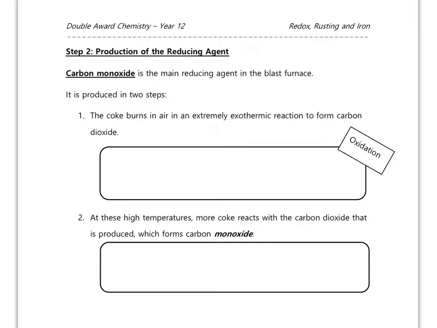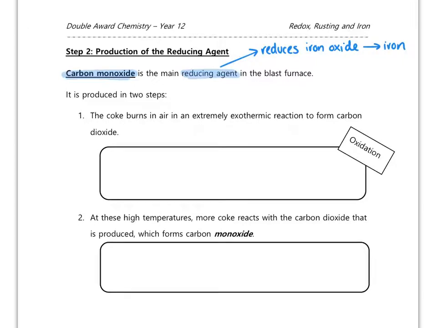Step 2 is the production of the reducing agent. Now we said on the previous page that carbon is used to reduce the iron oxide to iron. That is true, that's what we add in to then reduce the iron oxide, but it's actually carbon monoxide that is the main reducing agent in the blast furnace. What we mean by reducing agent is something that reduces something else. So it's going to be the chemical that reduces iron oxide to iron. So that's important to learn, that carbon monoxide is the main reducing agent in the blast furnace. They could ask you that as a 1-mark question. What is the reducing agent in the blast furnace? So that's an easy question.